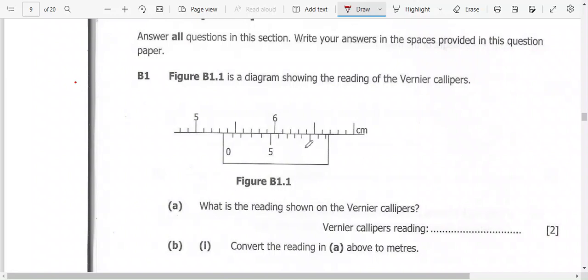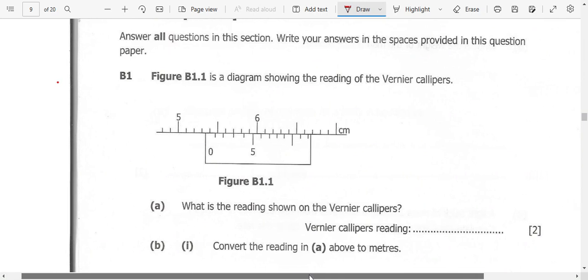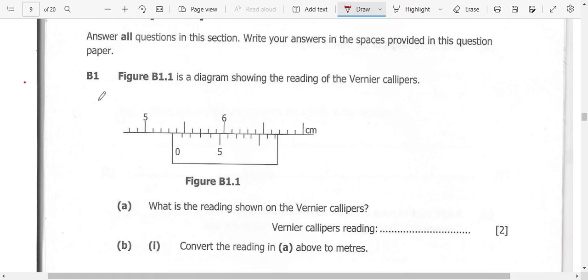Alright, so this is physics, and we're concentrating on section B of the physics paper. The first question, B1, the figure in the diagram showing the reading of a vernier calipers. First one, what is the reading shown in the vernier calipers?